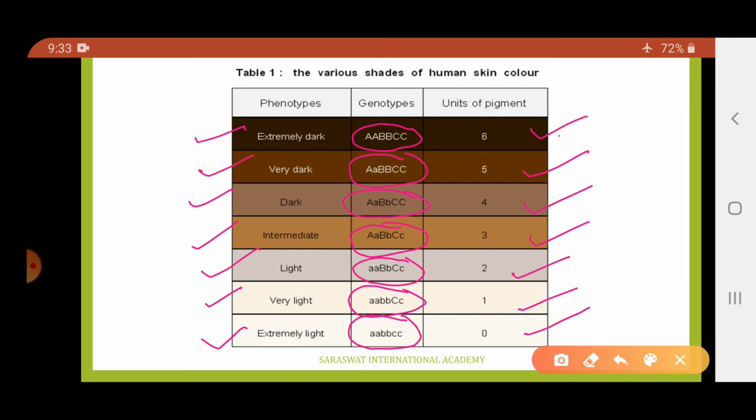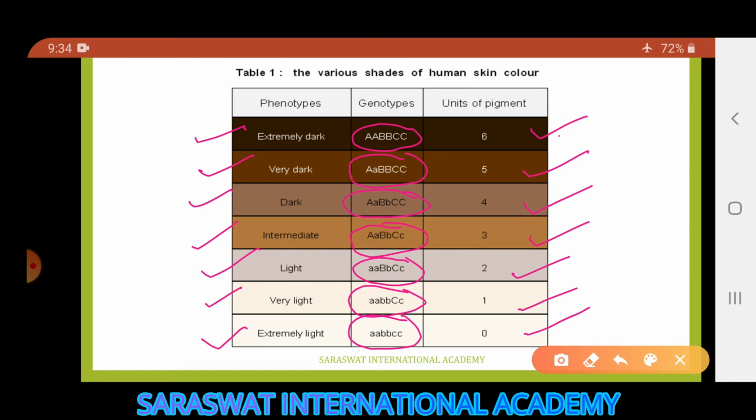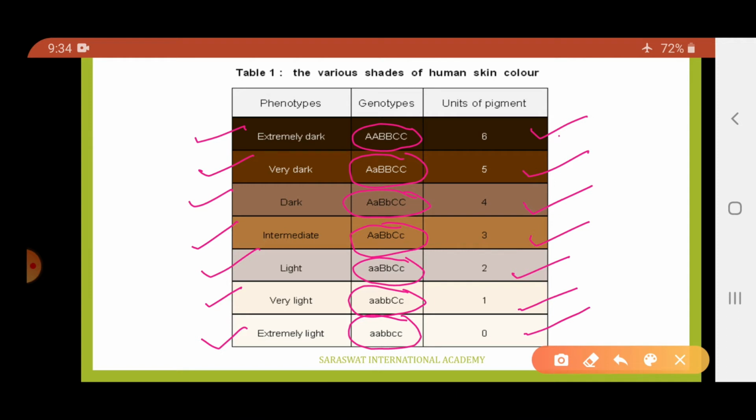So basically shades are dependent upon the units of the pigment, and units of pigments are dependent upon the number of the dominant genes, right? So that is regarding the human skin color, and it is an example of the polygenic inheritance. Poly, many, genic, genes. So basically many genes, they give a particular trait. What is that called as? It is called as the polygenic inheritance.